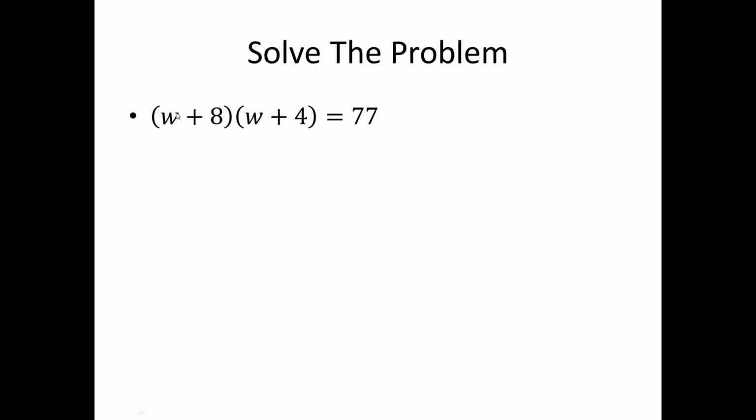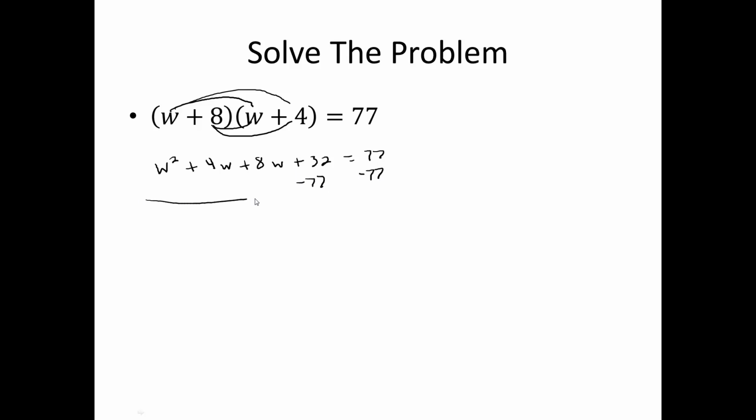Okay, let's look and see how to solve this problem. First of all, we want to use our FOIL, or our distributive property, and multiply this out. So we have W squared plus 4W plus 8W plus 32 equals 77. Now we want to get everything to one side, so we need to bring this 77 over and let it join with that 32, since they're like terms.